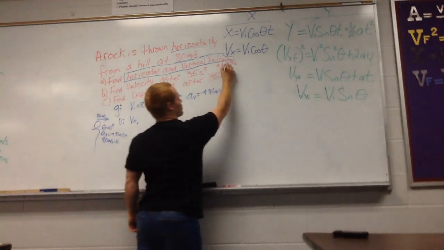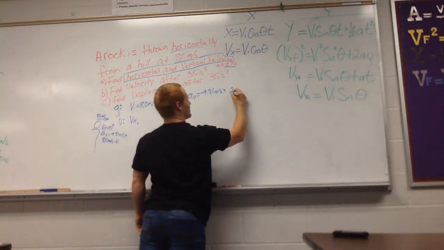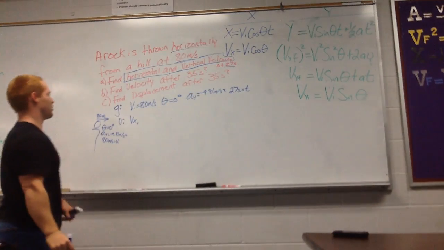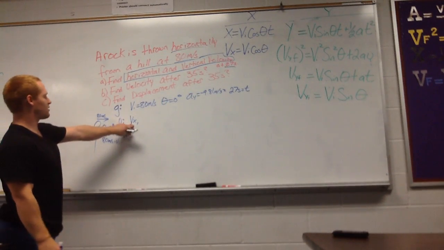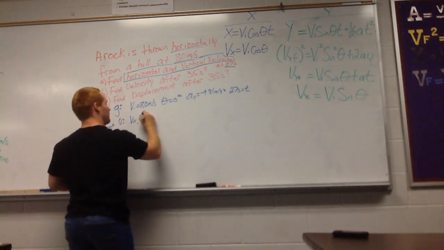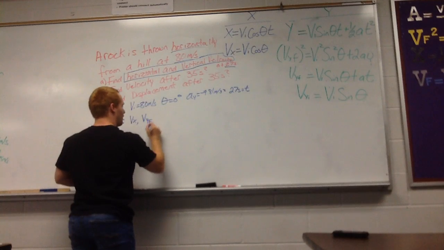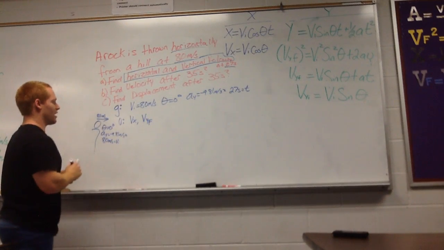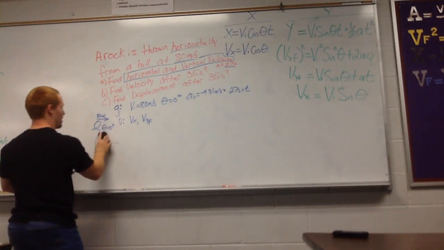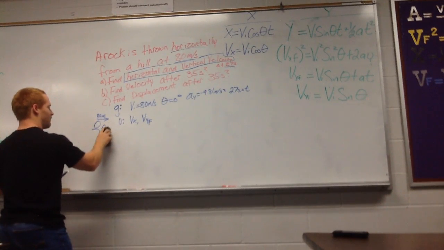It also says at 27 seconds, so I need to add 27 seconds. It does give us a time. I kind of ran out of room. So we have Vx that we're looking for. We're also looking for the vertical, so this is going to be Vyf. The reason why I don't write an f on the x is Vx never changes, so it's going to be the same initially as it is finally.